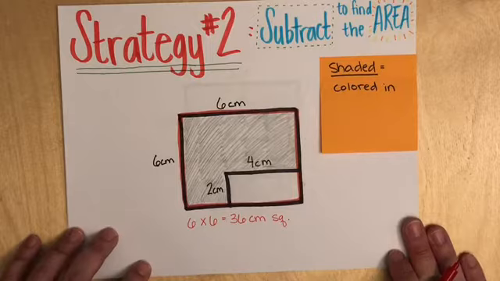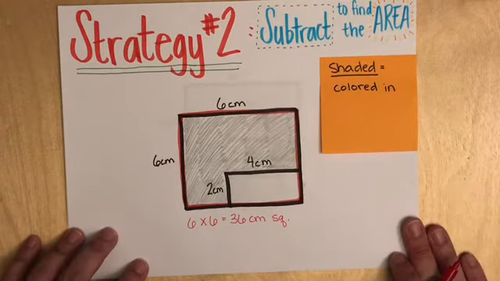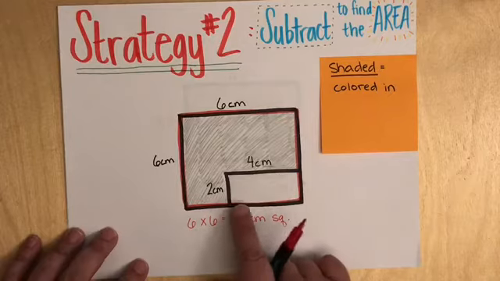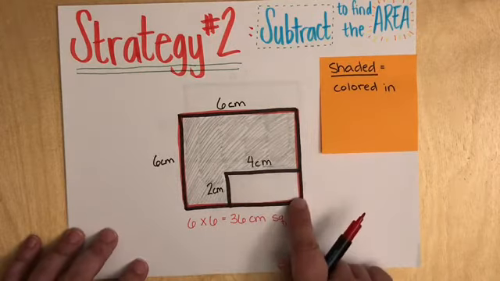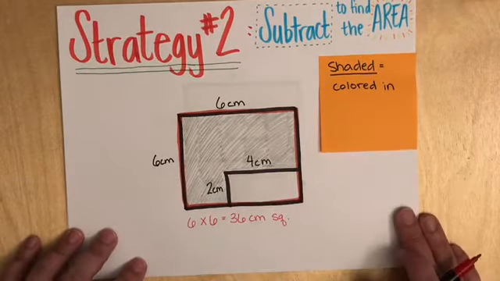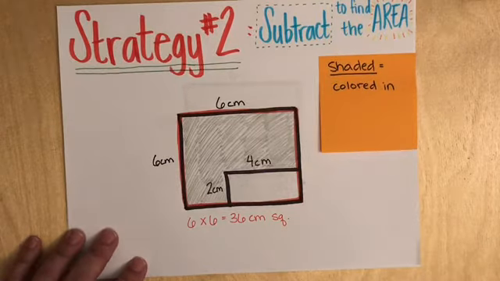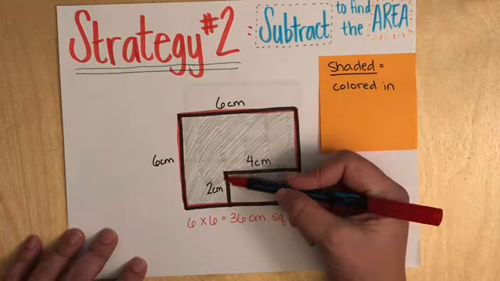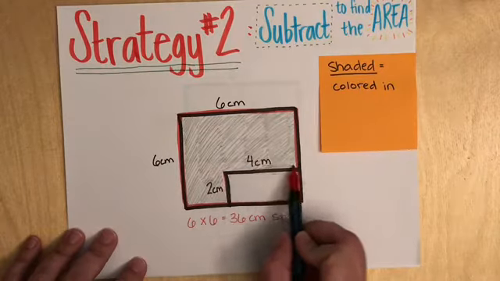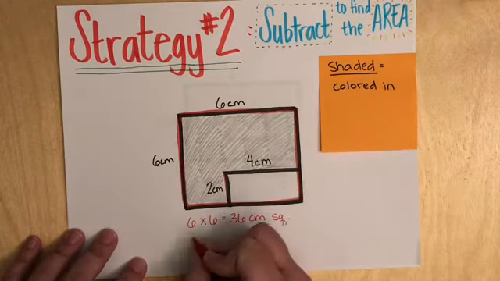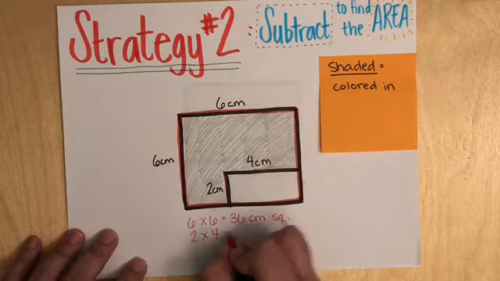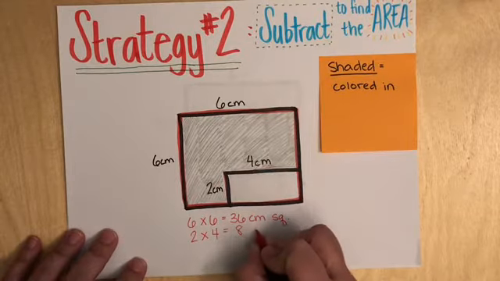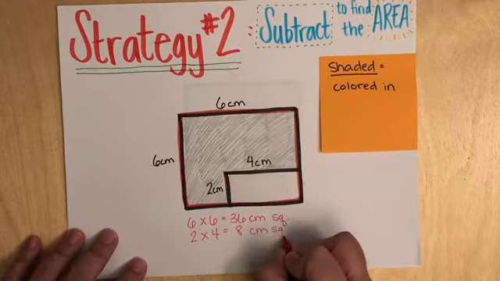And now on your notes, I want you guys to help me find the area of the smaller rectangle. So on your notes, go ahead and think, how much does the smaller rectangle take up? Okay, you guys should have been thinking that it takes up 2 times 4. So this little mini rectangle is 2 by 4, which equals 8 centimeters squared.